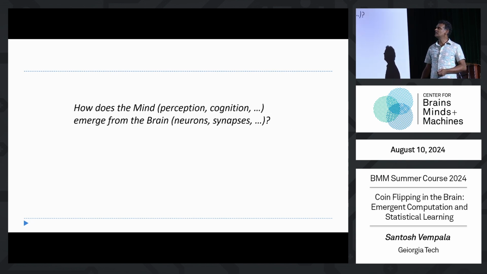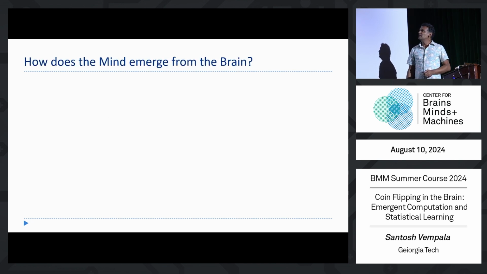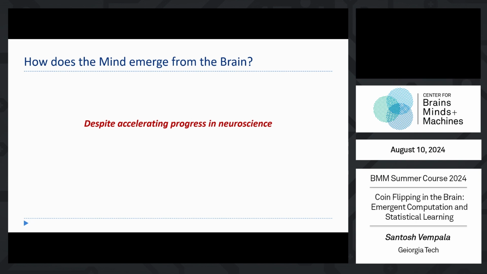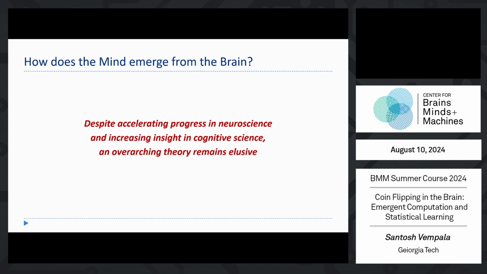Now, going back, the question as a theoretician is how does the mind, meaning higher-level behavior, perception, cognition, all these things, emerge from the brain? Things that are very physical and that we can measure and quantify: neurons, synapses, etc. In spite of the stunning progress in neuroscience in the past decade or two especially, where you can measure thousands of neurons in live mammals and do crazy things with mapping them, and lots of insight from cognitive science for over a century, we don't have an overarching theory. There really isn't even a plausible theory that tells you how this could be happening.